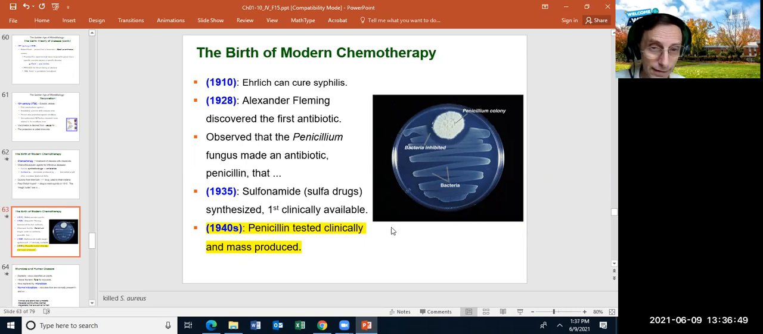The first antibiotic, quote unquote, was a sulfa drug, sulfonamide. And this was a man-made drug, so specifically if you're using the textbook definition of an antibiotic, the sulfa drugs are not an antibiotic. They are a synthetic antibacterial agent. Because it was man-made, it could be made in a pure form, and it became clinically available right before World War II, about 1935. So the sulfa drug was the first quote-unquote antibiotic that became clinically available. Penicillin was clinically tested and mass-produced in the early 1940s during World War II.